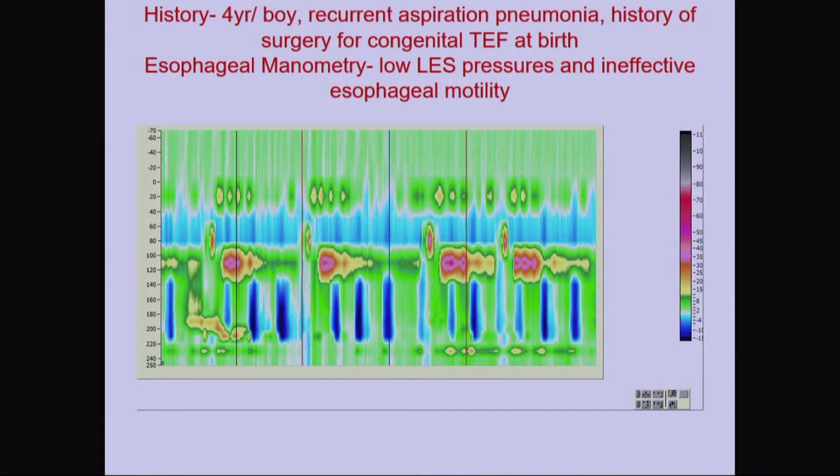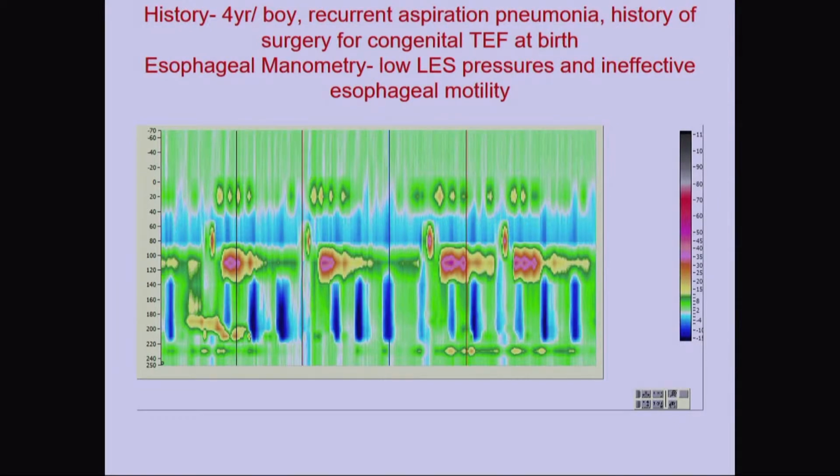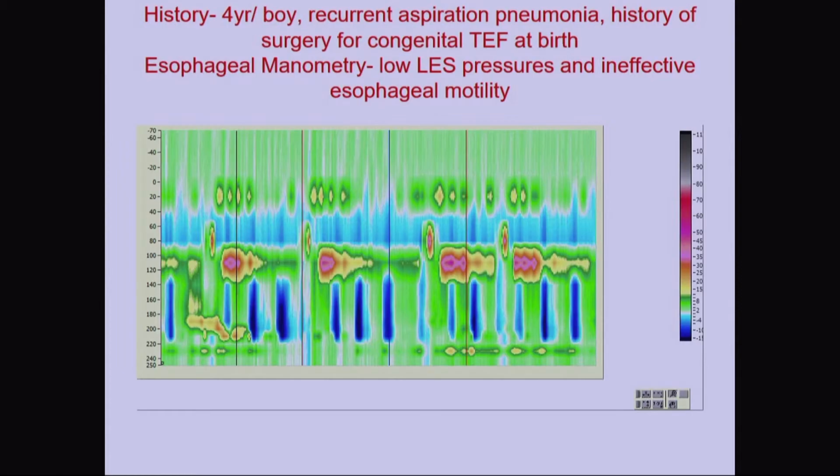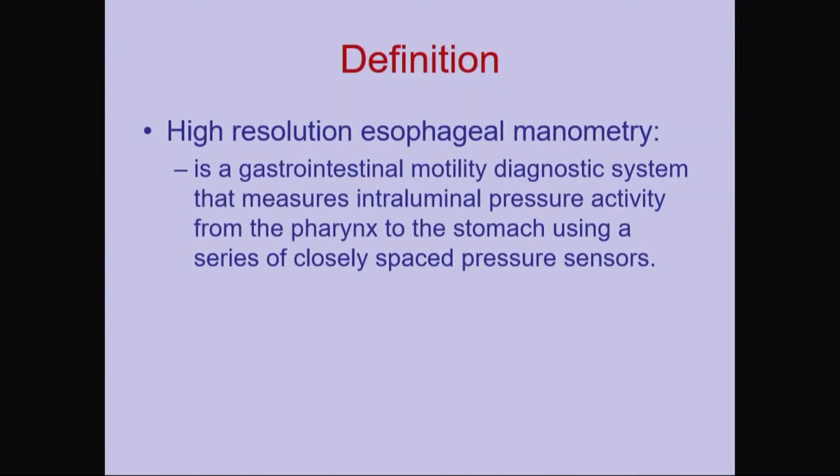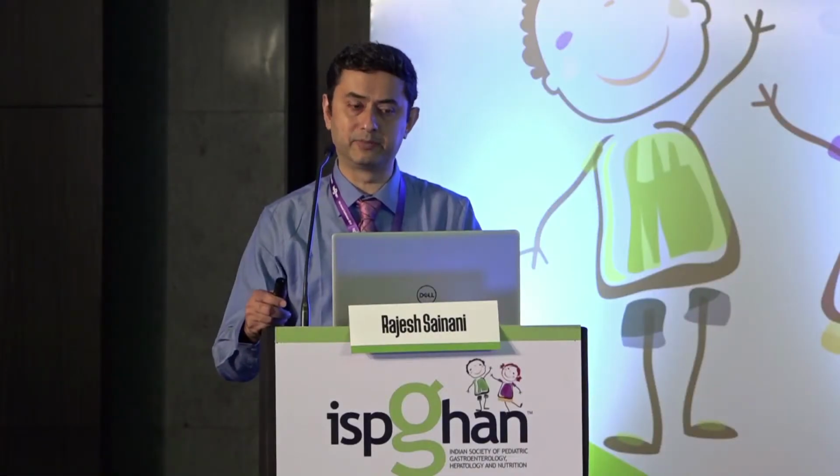We had recently a child, a young boy of 4 years who had a history of recurrent aspiration pneumonia, and on past history he was found to have a congenital tracheoesophageal fistula at birth, and he was operated for the same. His manometry showed that he had lower esophageal sphincter pressures with ineffective motility, which probably explained his symptoms of recurrent aspiration. So we do commonly get to see these reports in our clinical practice, but first we need to understand the different tests and how we interpret them.